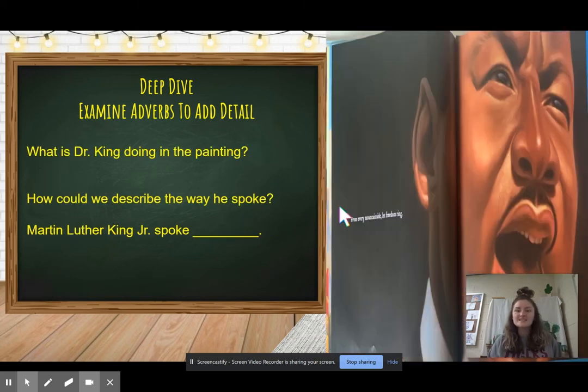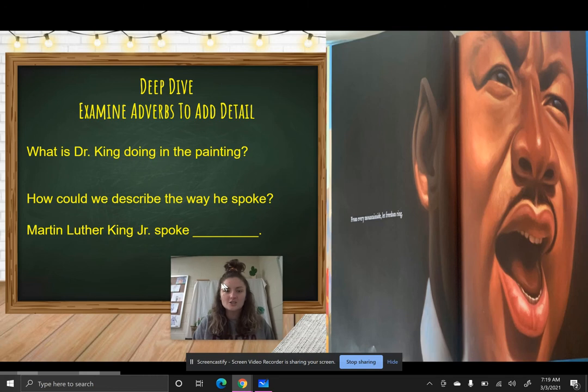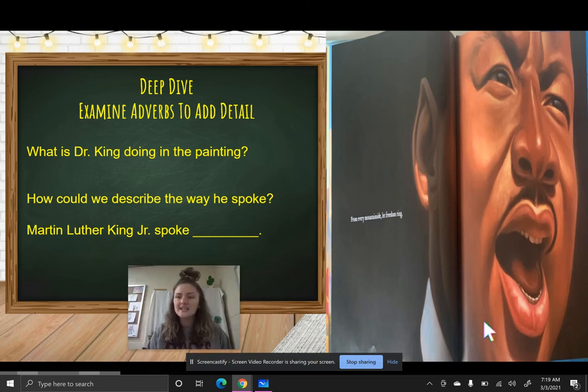All right, and let's look at this painting of Dr. King. What is Dr. King doing in this painting? What action is he doing? He's speaking, right? This is where he's giving his speech. I want you to think, how did he give his speech? How did he speak? Give me an adverb that describes how Dr. King spoke. Tell me in the puzzle.